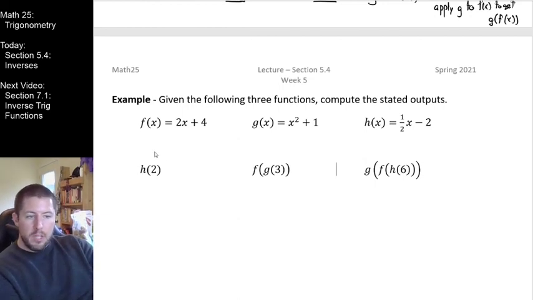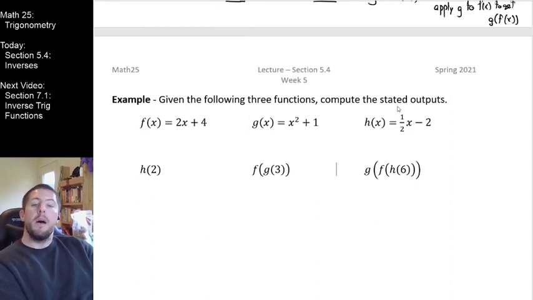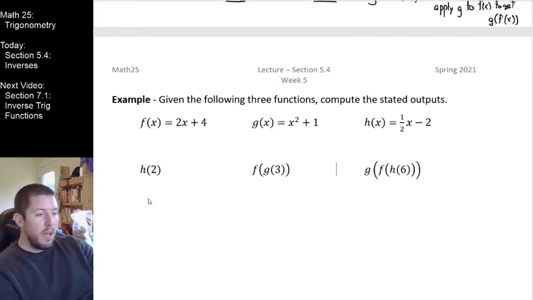So our first example is our most basic one associated with function notation. You should recognize that here 2 is in the slot of x, and h is the instruction set. H says, what operations should I perform? Perform the multiply by 1/2, then subtract 2 operation. So here h of 2 is going to be 1/2 times 2 minus 2.